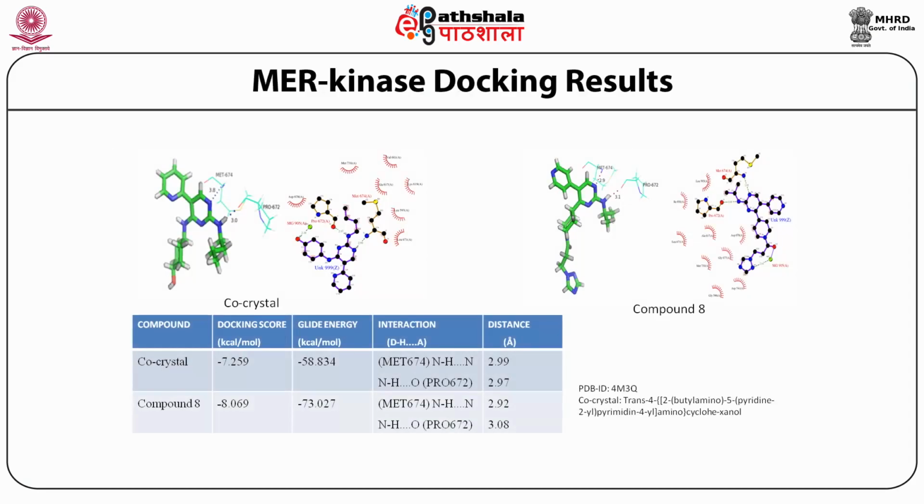This shows the MER kinase docking results. The table tells you the results for the core crystal. Already in the Protein Data Bank, the protein is bound with some ligand molecule, usually a drug molecule, and the second row tells what is the compound we use as a ligand. If you look at the second column, this gives the docking score, then the third column gives you the Glide energy, then the fourth gives you the interaction.